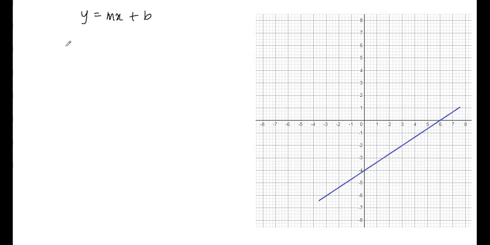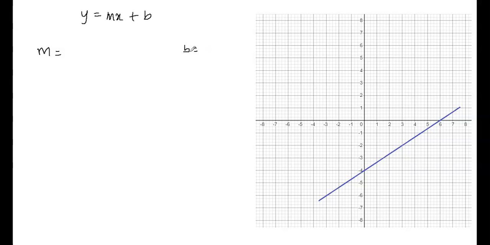In order to write the equation of a line, we need to know two things. We need to know the slope and we need to know the y-intercept. So slope is denoted by the letter m and y-intercept is denoted by the letter b. If you can identify the value of slope and the y-intercept, you will be able to write the equation of the line. Now let's first identify the y-intercept.